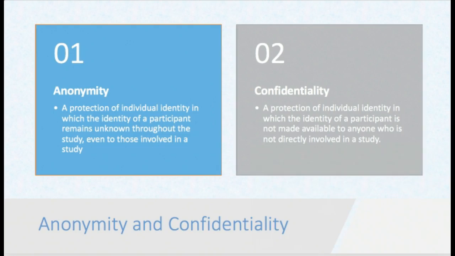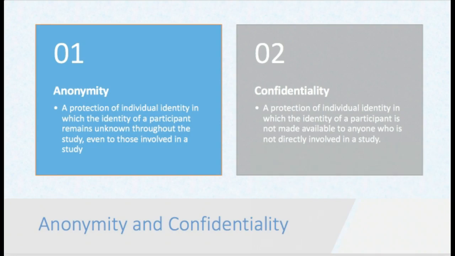Here we have our anonymity and confidentiality, and a lot of people mix these up and they're trying to say, okay, wait, which is which and what's the difference? Because we use them interchangeably. So anonymity is protecting an individual's identity where the identity of our participant remains unknown throughout the study, even to the study staff. Nobody knows who they are. It's completely blind. Confidentiality, on the other hand, is protecting that identity where the identity of the participant is not made available to anyone except those study staff, the people directly involved in the study for research purposes. So that's kind of the difference.